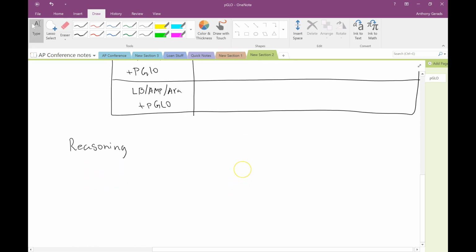All right, so on this reasoning now, you're going to tell me, oh, on this one, LB-amp plus pGlo, we saw bacterial growth did take place, but wasn't a ton, and it didn't glow. LB-amp ara, bacterial growth took place, wasn't a ton, it wasn't anywhere near as much as the other one, but this time it was glowing. So now I want to know how and why evidence supports the claim.